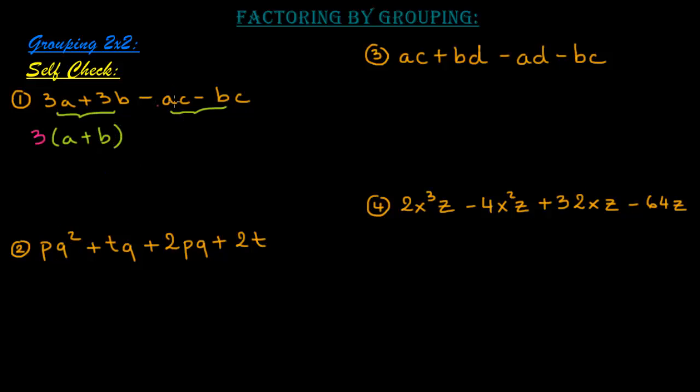The common factor of the last two terms is c, and we also have a negative, so I'm going to factor out the negative c. That leaves us with a plus b inside. Make sure you have the binomials alike. They have to be exactly the same. So a plus b is in common, and we're going to pull it out. So a plus b, and we're left with 3 minus c.